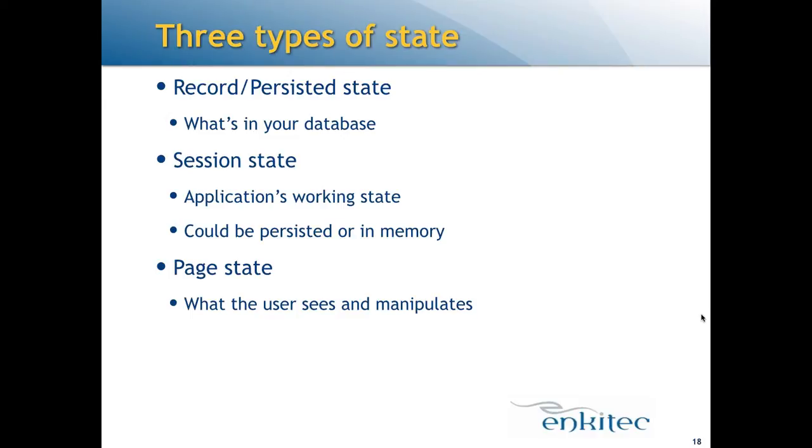You have your record or persisted state, which is the actual value in the database, and definitely that's the most important state. Then no matter what platform you have, there's a concept of session state, and this is the application's working state. And in Apex, this could be persisted or in memory. I'll show you how that works here in just a bit. And finally, we have a page state, and the page state is what the user actually sees and manipulates. And one of the most important things you need to learn is how all these states work together, and how you can get them to work as you need.